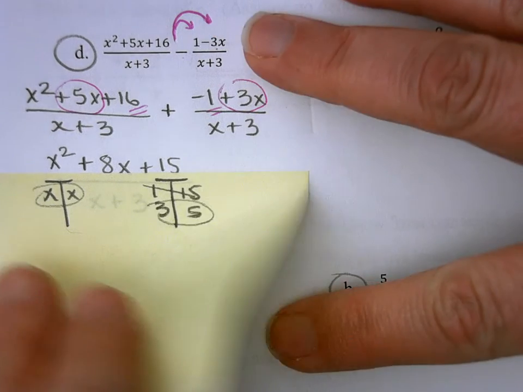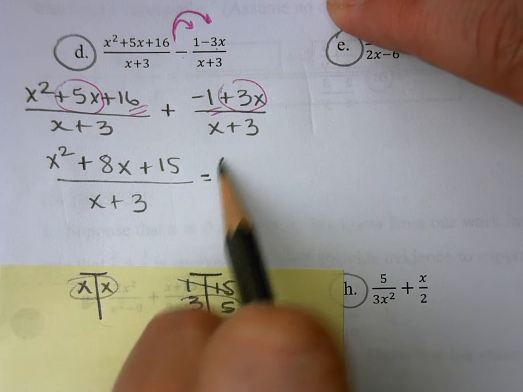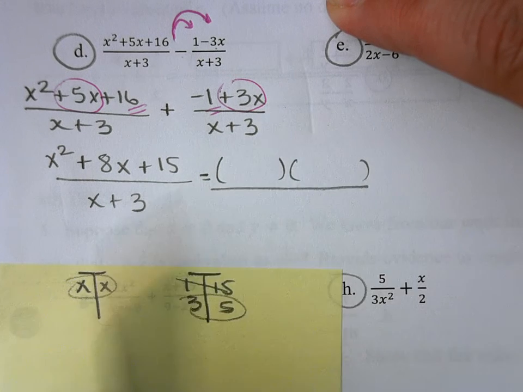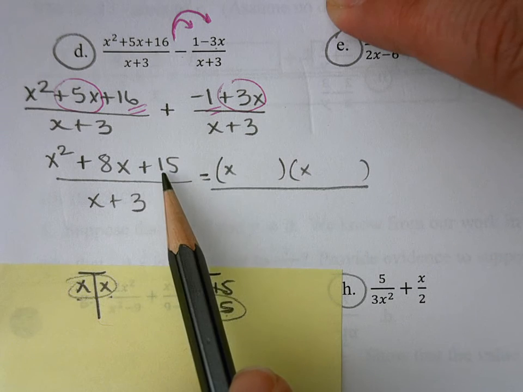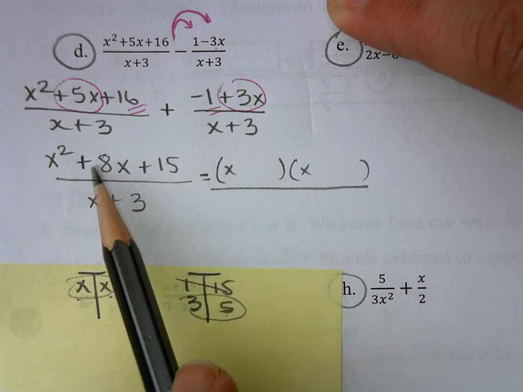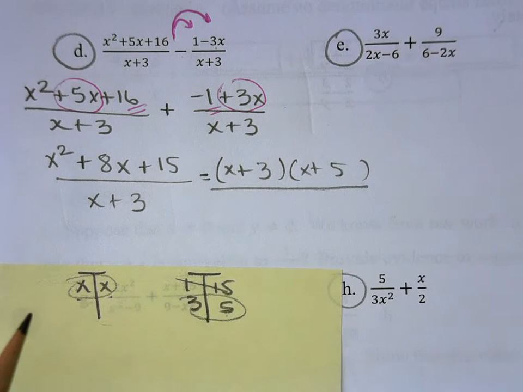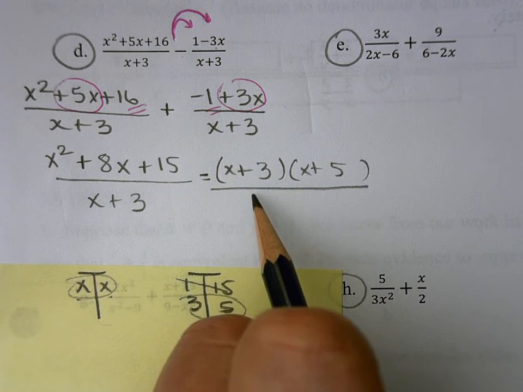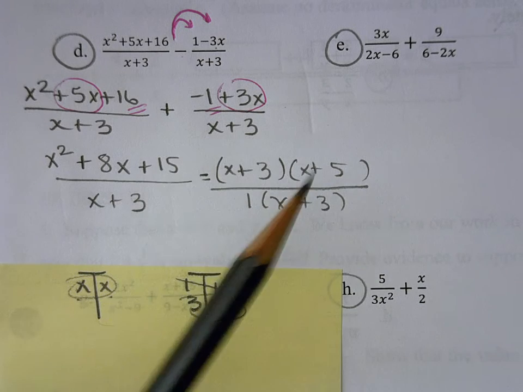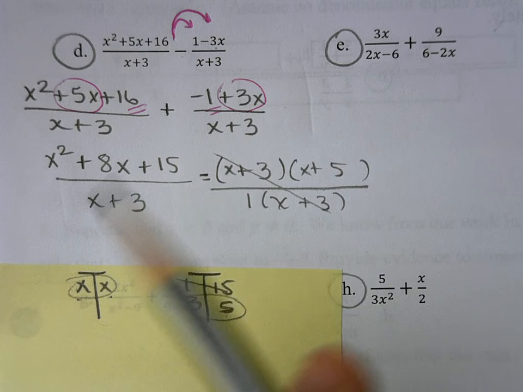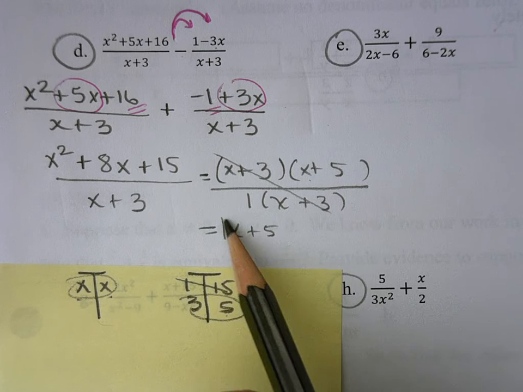So then when I write my grouped terms, we'll have an x in each grouping, and then they both have to be positive to get a positive 15 when I multiply, and a positive 8 when I add. So that will be x plus 3 and x plus 5. And then for the denominator, I can't factor anything out, but I can always take out at least a 1. And then I look for things that are common, and that's the x plus 3. And so then my final answer is x plus 5 over 1, but I don't need to write the over 1.